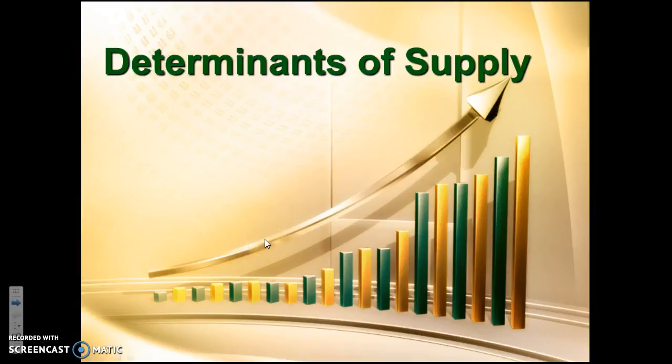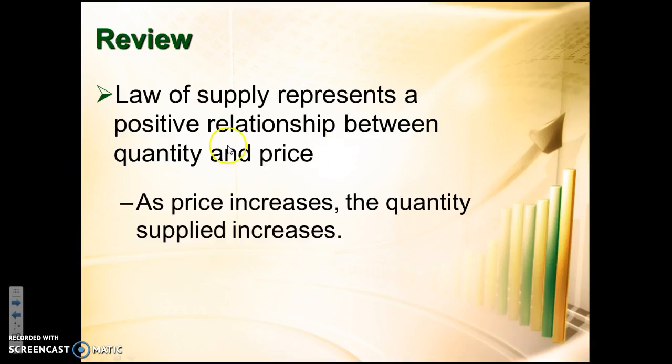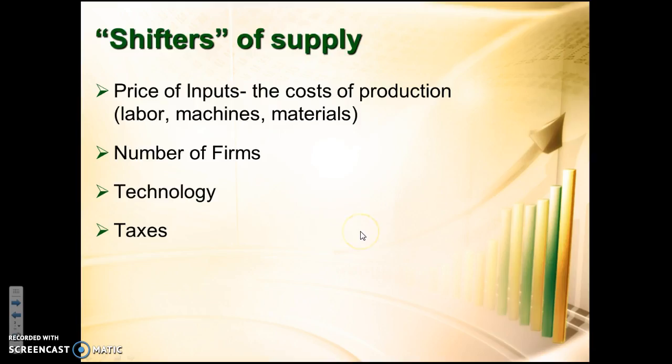All right, this is a little bit of a review over determinants of supply. We're going to be moving into equilibrium price in a second. But if you remember, the law of supply is the opposite of what the law of demand tells us. This means that price and quantity in this case are going to be positively related. So if you look right here, when one of them is increasing, the other one's increasing. If the price of something is going up, then businesses want to sell more of it.